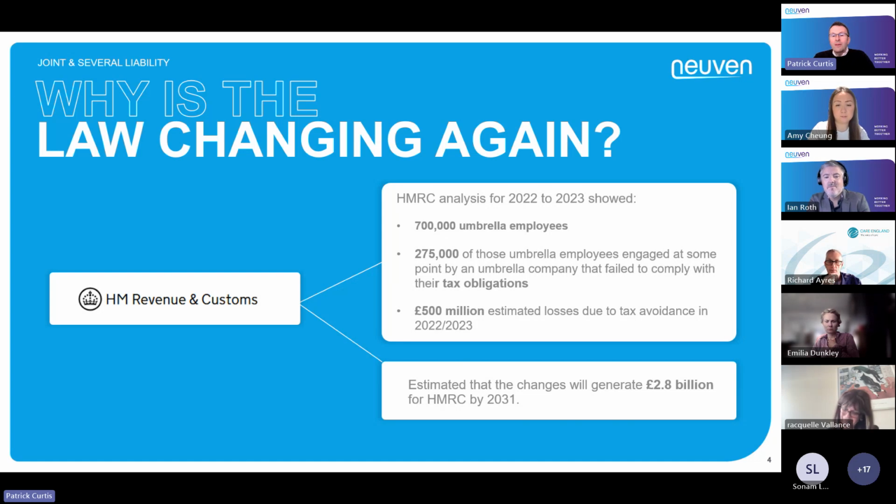Well, again, HMRC became concerned towards the late 2010s and early 2020s about the tax take from umbrella companies. Their analysis showed that for the period 2022-2023, there were 700,000 umbrella companies, of whom 275,000 were not having their tax correctly accounted for, and that was causing tax losses of circa £500 million a year.